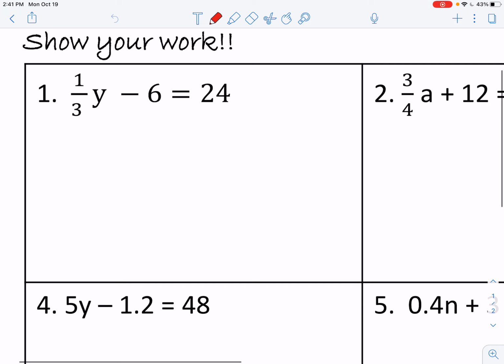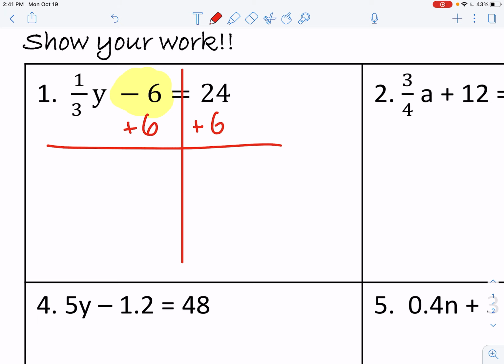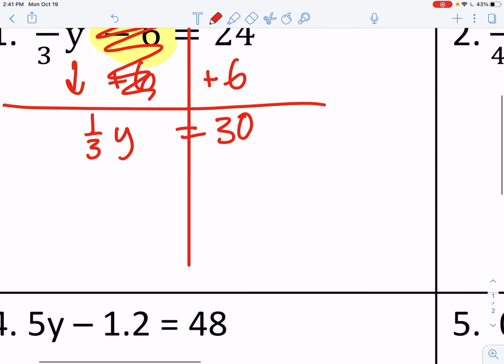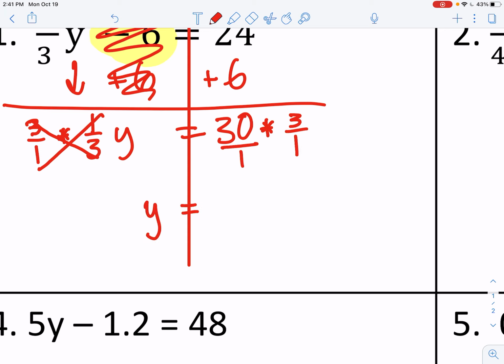All right, so number 1, you have to first help yourself out by highlighting the constant and then drawing your fence line. So you add 6 to both sides, that crosses out, this becomes 30, bring down 1/3 y, and then remember that you would have to multiply by the reciprocal, which is the flipped version of your fraction to cross that out, and then you would have to do the same thing over here in order to solve for y. And then if you just multiply numerator by numerator, denominator by denominator, you get 90.